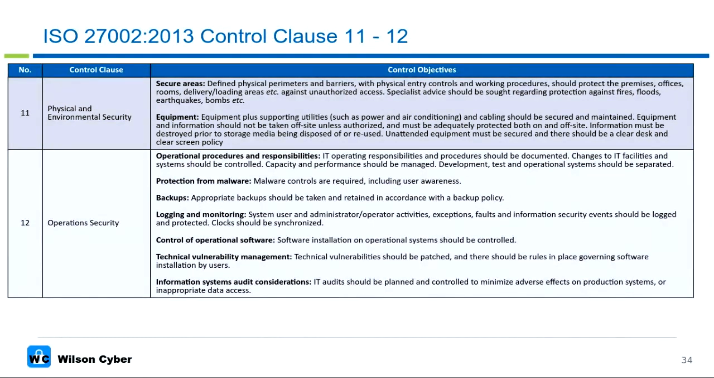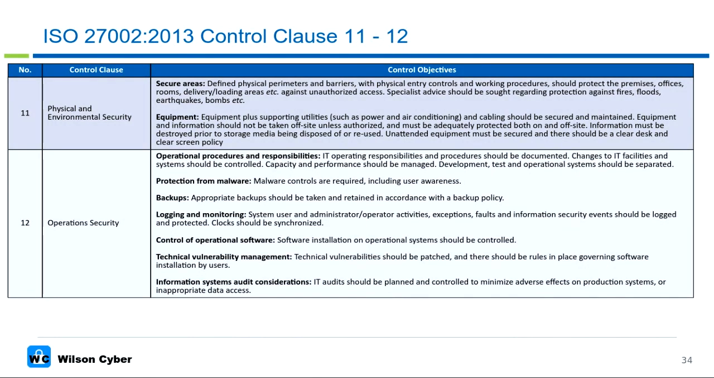And equipment security. Equipment plus supporting utilities such as power and air conditioner, as well as cabling, should be secured and maintained. Equipment and information should not be taken off site unless authorized, must be adequately protected both on and off site. Information must be destroyed prior to storage media being disposed of or reused. Unattended equipment must be secured, and there should be a clear desk and clear screen policy.